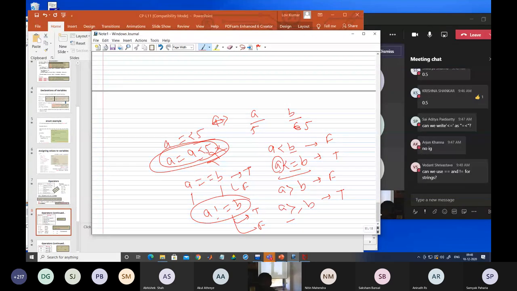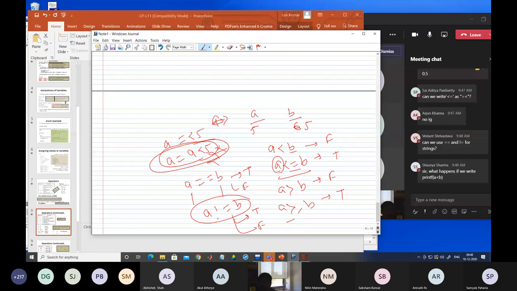Okay. A less than B. No, we cannot use it for the string. That we will discuss later. We are not talking about the string. We are only talking about the character, float, and integer.